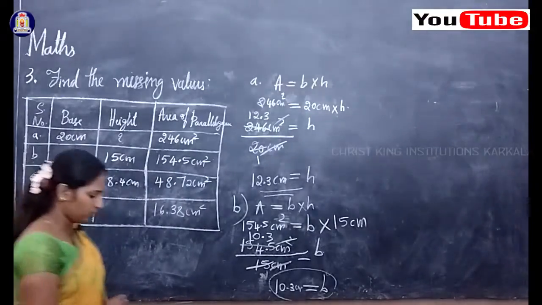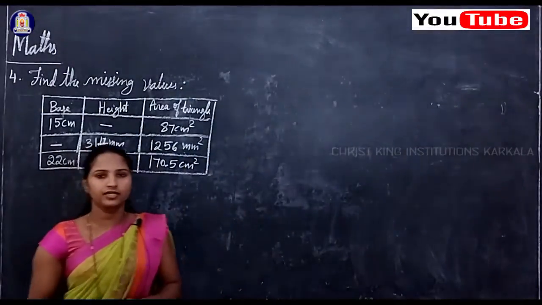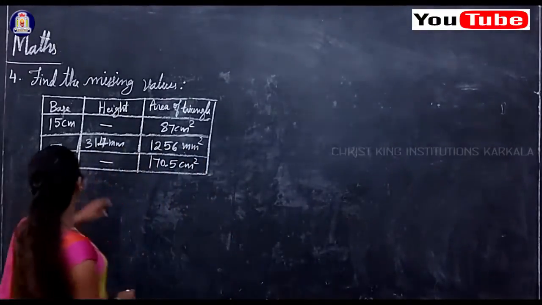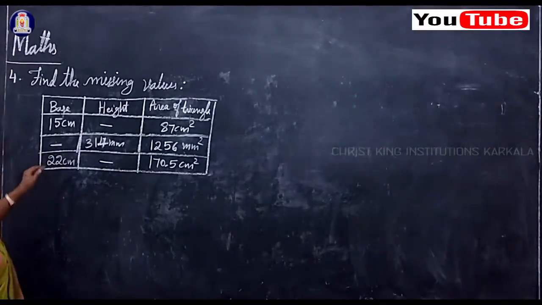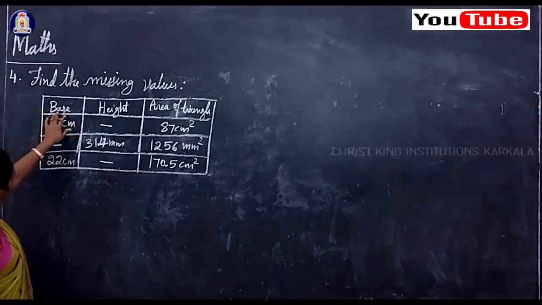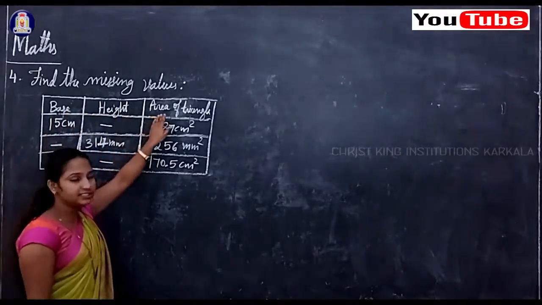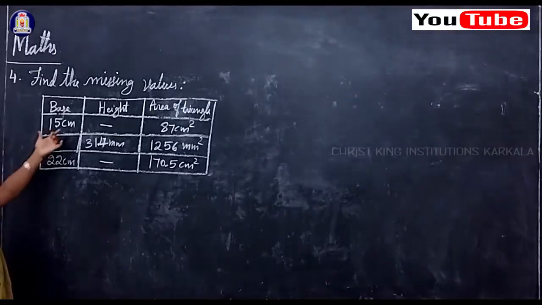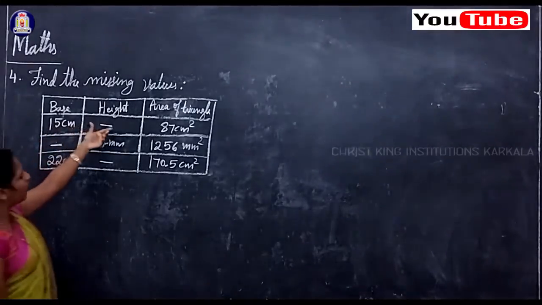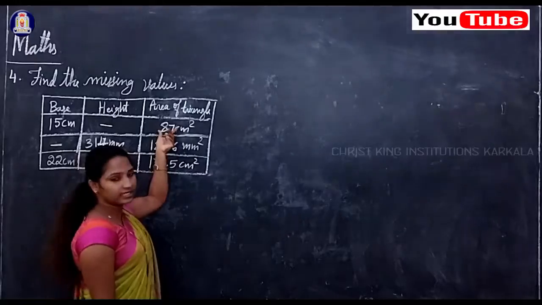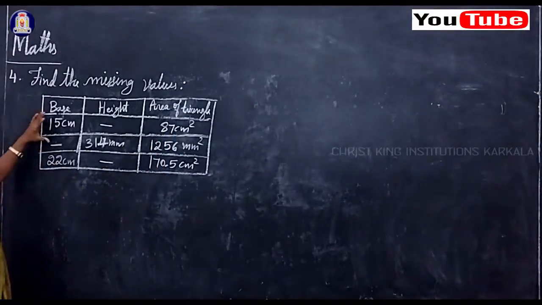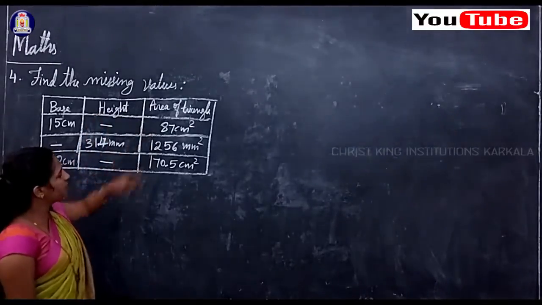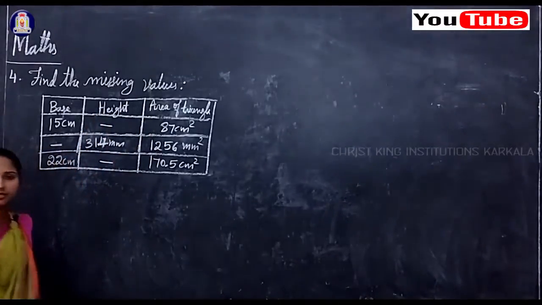Okay, the next question in area and perimeter. See, this is the fourth question. Find the missing values of the given table. In the first column it is given base, height, and in the last column area of triangle. Base is 15 centimeter, height is not given, and area of triangle is 87 centimeter square. We don't know the height of the triangle.